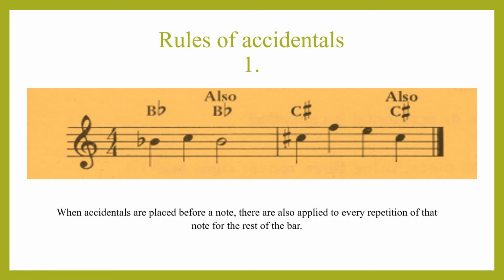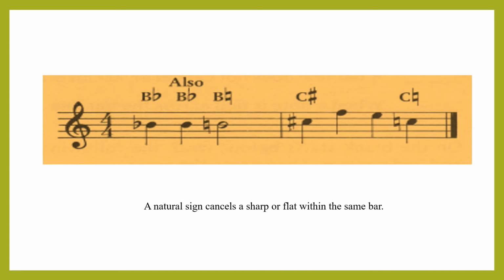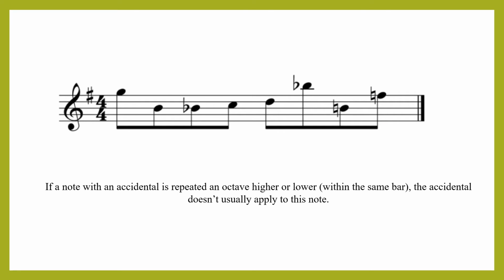Rules of accidentals. First, when accidentals are placed before a note, they are also applied to every repetition of that note for the rest of the bar. A natural sign cancels a sharp or flat within the same bar. If a note with an accidental is repeated an octave higher or lower within the same bar, the accidental doesn't usually apply to this note, although some say it does. To clear up any misunderstanding, it's common to mark any instance of that note with another flat or sharp sign, if the accidental carries over, or with a natural sign to indicate that it doesn't apply.